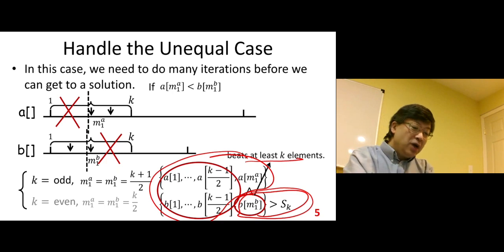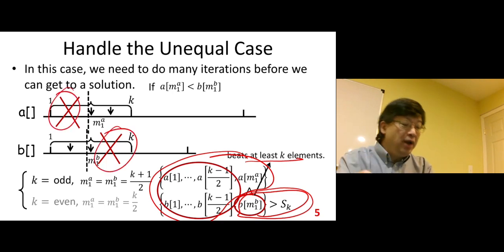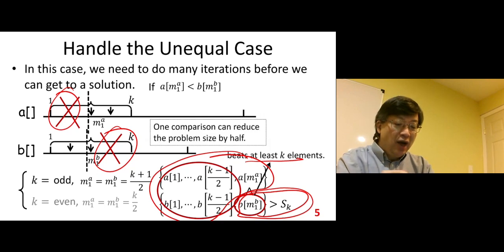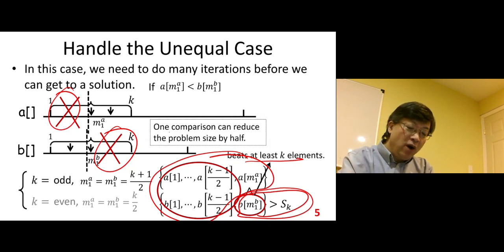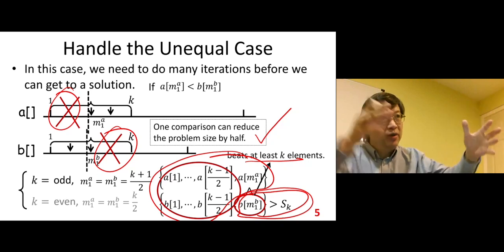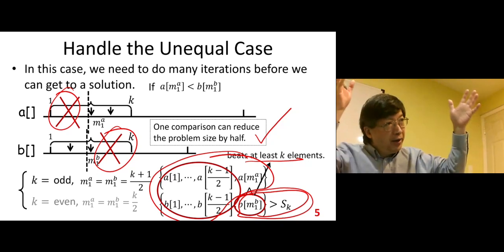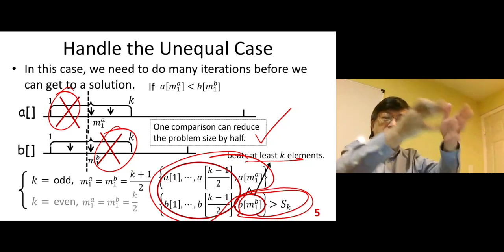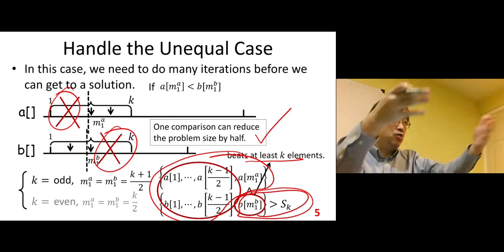Okay, all right. So after these two parts are eliminated, how many elements are left? One half of the original size. Exactly one half of the original size, right? So you can see, one comparison can reduce the problem size by half. Every time we do one comparison, we reduce the problem size by half. Another comparison reduces the problem size by another half. We keep doing this until we get problem size 1.